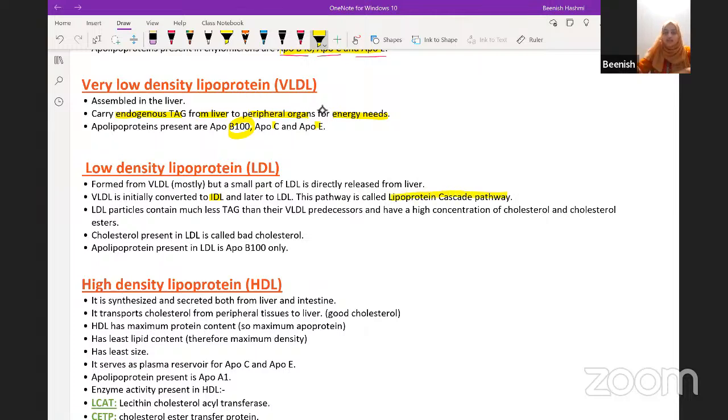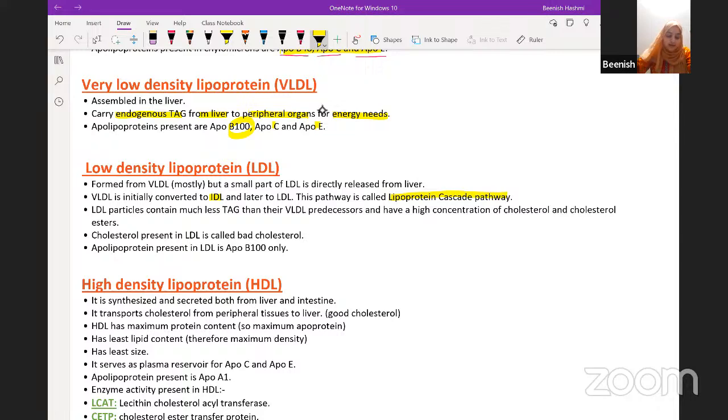We'll talk about this later in the lecture in detail. As of now, just know that your VLDL first changes to IDL, and then that IDL changes to LDL. And this is known as the lipoprotein cascade pathway. So majorly, this is how you're getting your LDL, but some of it is directly released from the liver.